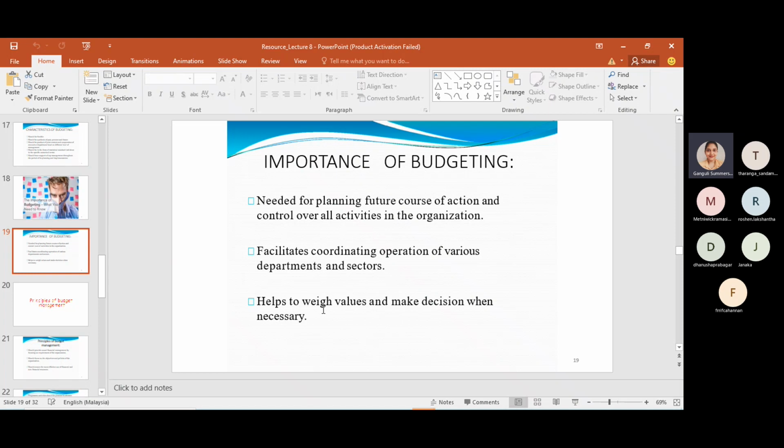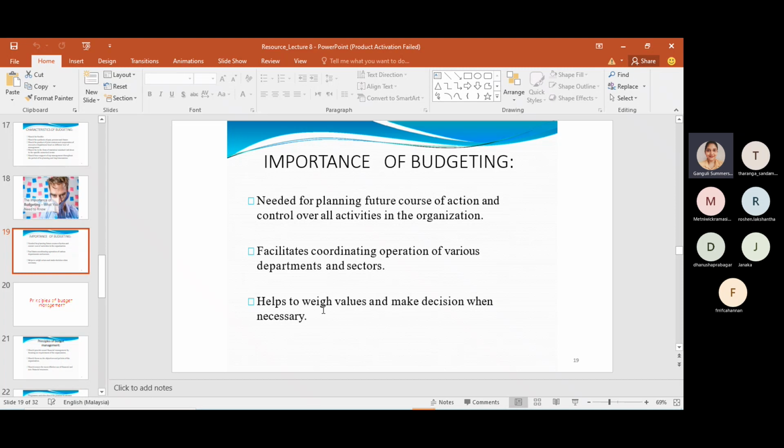Okay, so likewise, all the departments will make their own budgets. Why do we need a different budget for different departments? Because the sources of income and the expenses, especially the expenses, are different from one department to another, right?